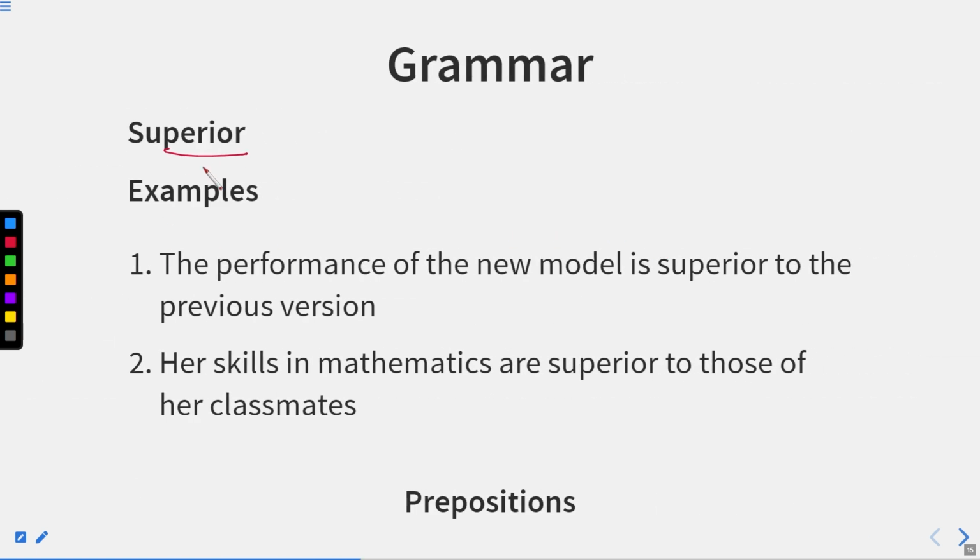Another word that is superior. As I told you, whenever we have the word superior, the performance of the new model is superior to. Now, which model? Maybe it is a model of a computer, of a phone, or anything, is superior to the previous version. Her skills in mathematics are superior to those of her classmates. It means she is very good at mathematics as compared to her classmates.